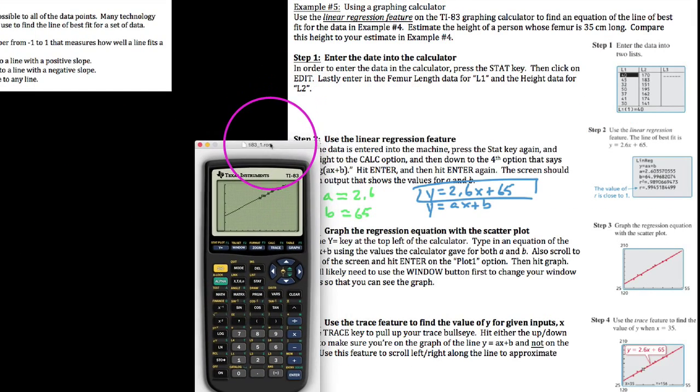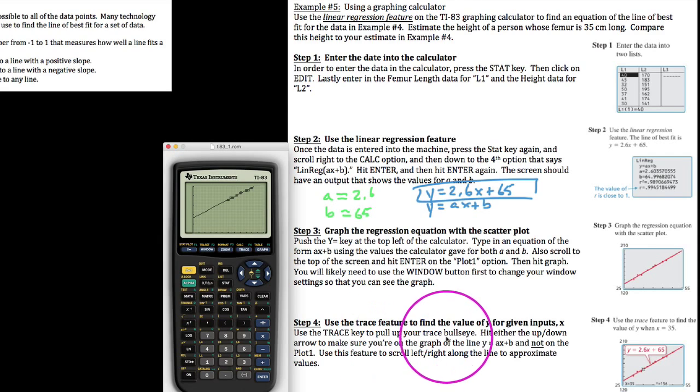So if we wanted to make some approximations here, I put some directions down here. It says use the trace key to pull up your trace bullseye, and then hit either up or down to make sure that you're on the graph of the line, okay? So I'm going to find this trace key first. This is a really neat feature. Now, when I say hit up or down to be on the equation of the line, right now it says, I don't know if you can see this bullseye right here, it's blinking. It says you're at 40, 170. And that's actually one of our data points, this first one you see here.